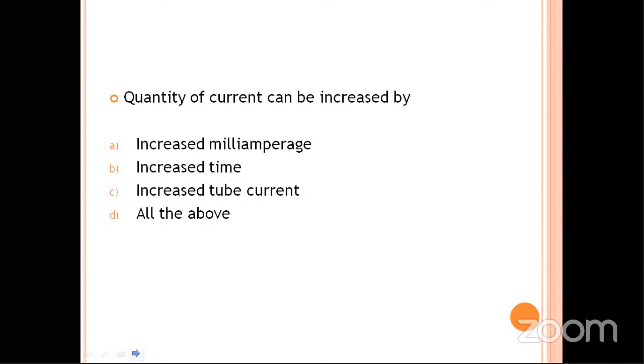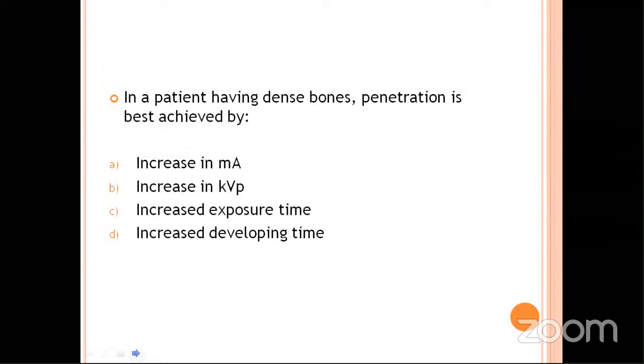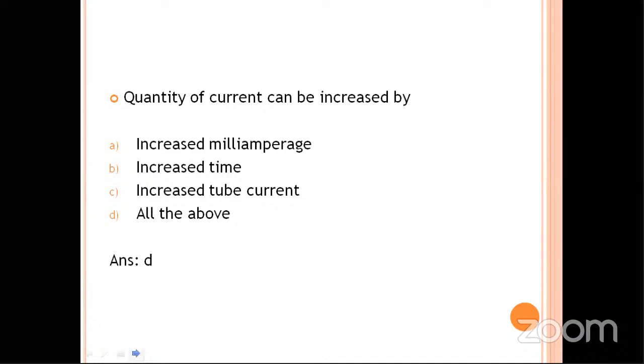The quantity of the current can be increased by increased milliamperage, increased time, increased tube current, all of the above. So the option is all of the above. So these are all some of the factors which affect the X-ray beam production. I'll just give the explanation in a table or column in the next slide.